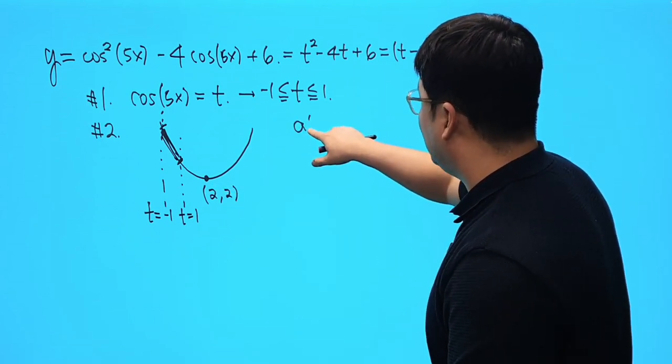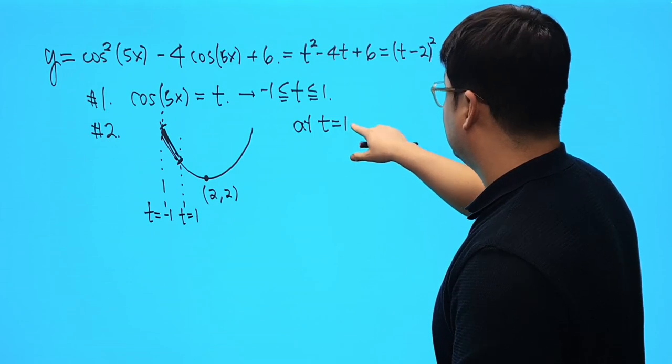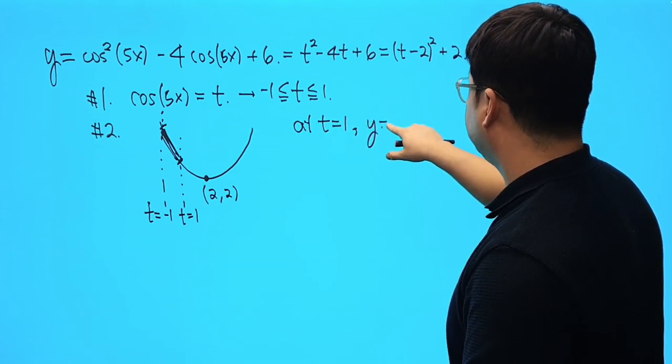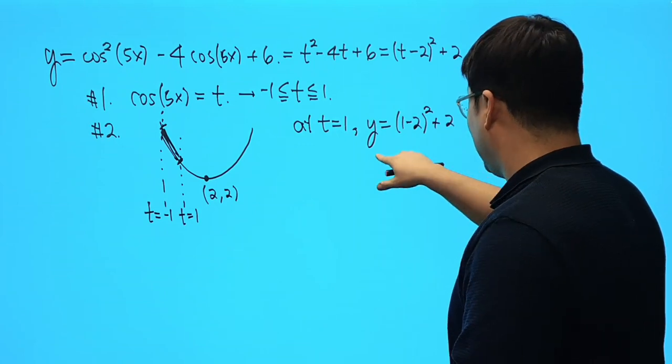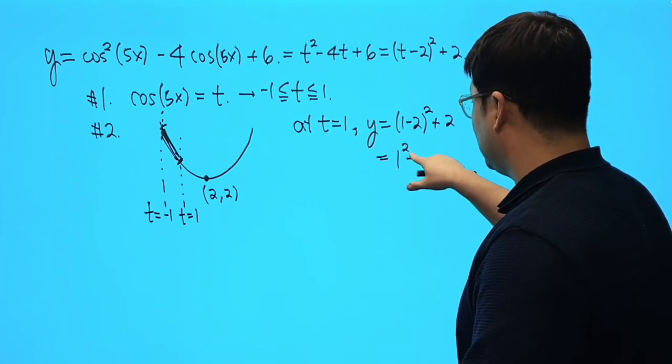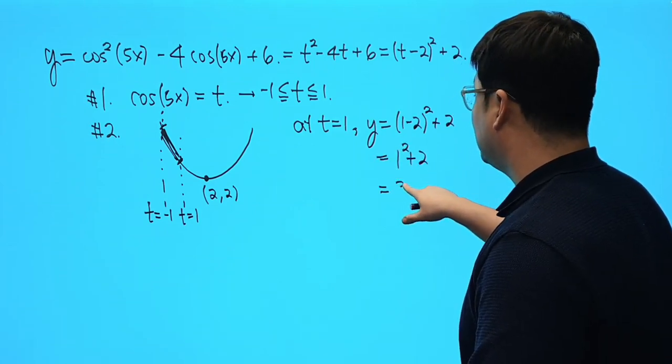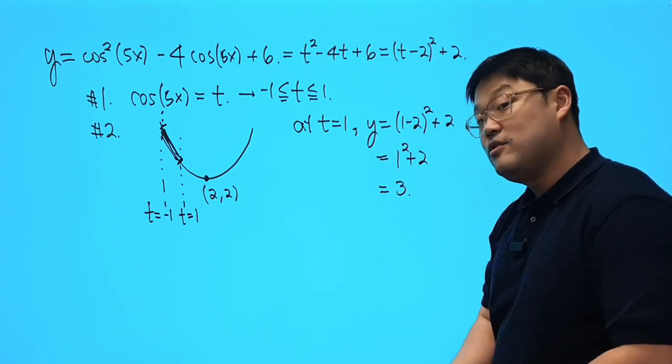So at t equals 1, we get y equals (1 minus 2) squared plus 2, and that becomes 1 squared plus 2. In fact, this turns out to be 3, and that shall be the answer.